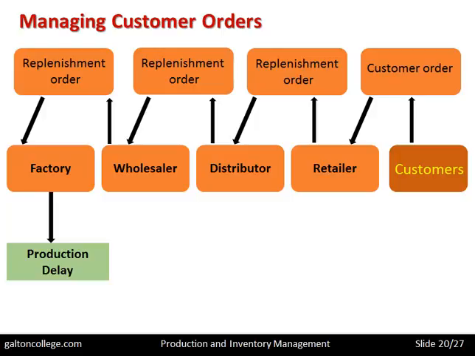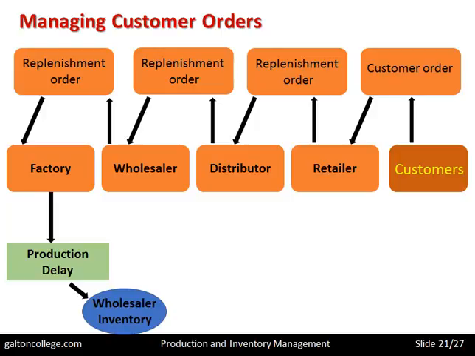Now, with the factory, there is going to be a production delay. The factory has to tool up to make the order. It has to be scheduled. The production schedule will have to be amended to make sure this item is entered on the schedule and ready for production.